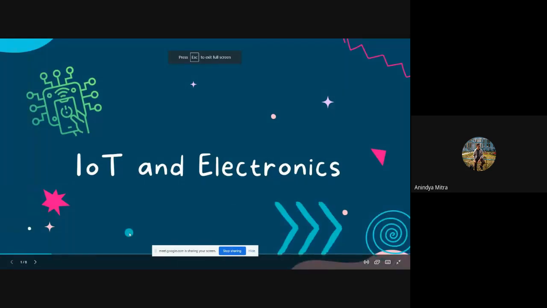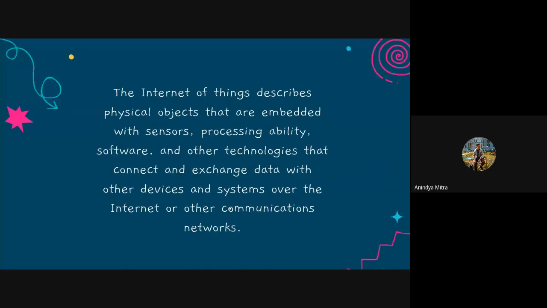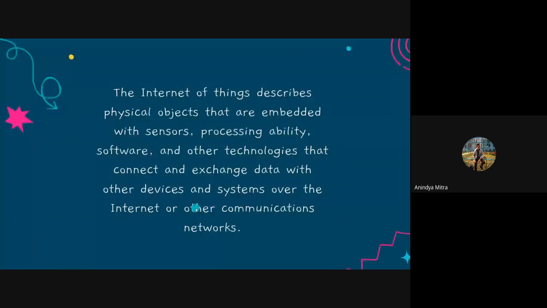So let's start. So what is IoT? IoT, or Internet of Things, describes physical objects that are embedded with sensors, processing ability, software, or other technologies that connect and exchange data with other devices or systems over the internet or other communication networks. It involves developing embedded systems with various network capabilities such as Wi-Fi, Bluetooth, or cellular, so that we can interact with the devices remotely.